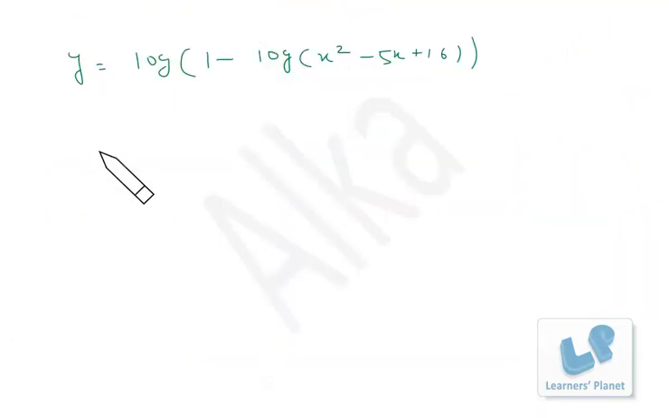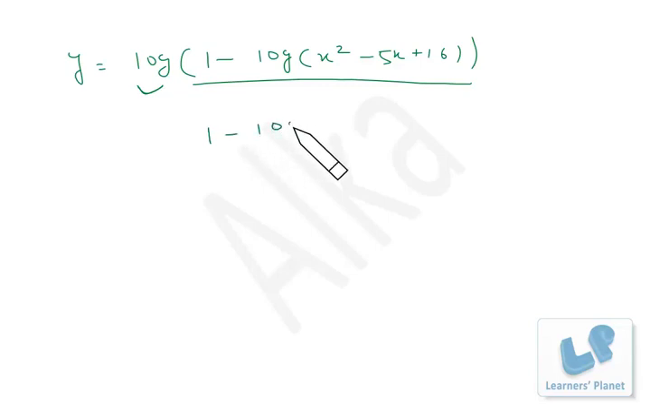Now let's see this question. So here we have y is equal to log of 1 minus log of x square minus 5x plus 16. Okay, so we have to find out the integral values of x for which y is real. So first we are considering this logarithm, so this quantity should be positive. So 1 minus log of x square minus 5x plus 16 should be greater than 0, not even equal to 0, it should be greater than 0.